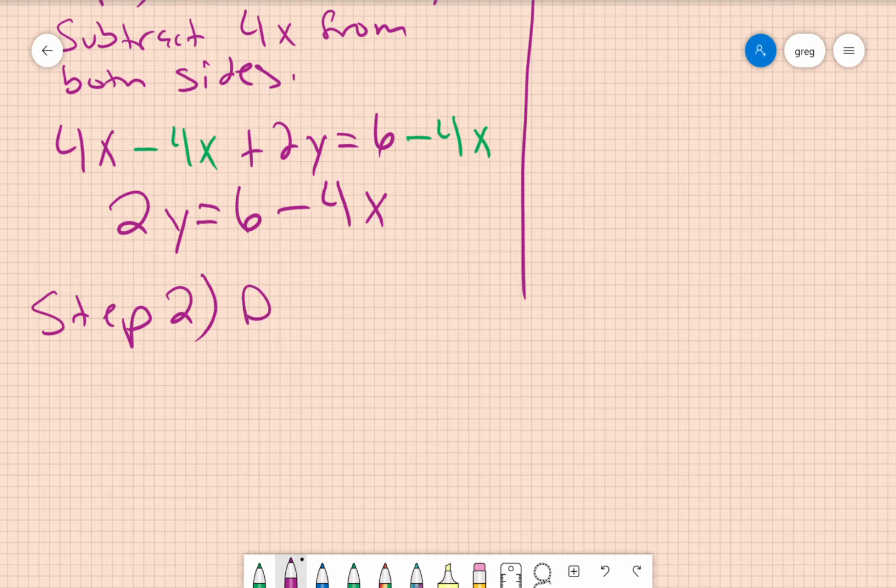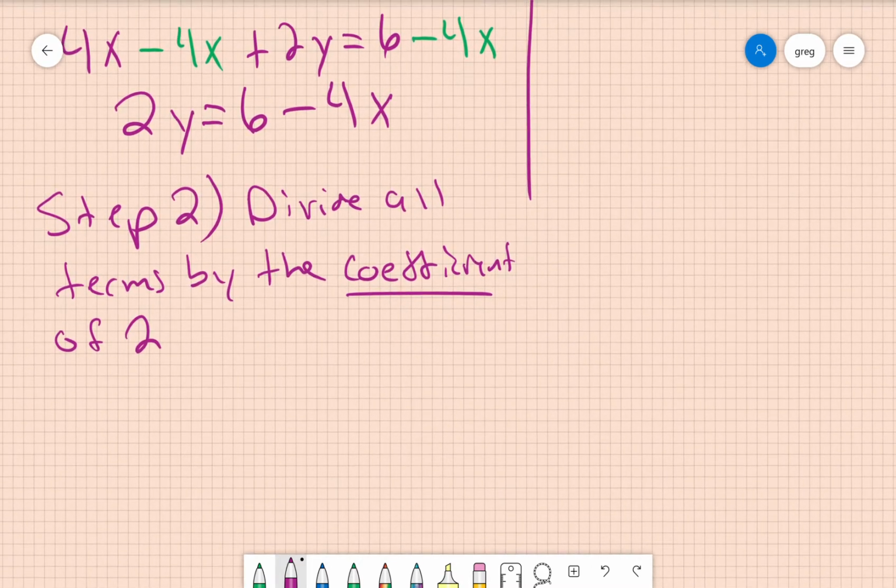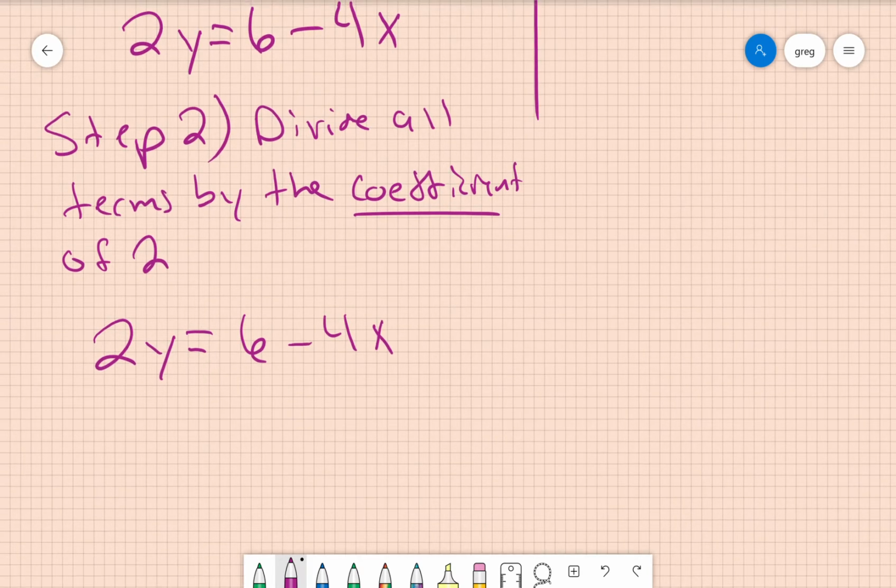So we're going to divide all terms by the coefficient of 2. The value in front of that y, or in front of any variable, is called a coefficient. So we're going to divide all terms by the coefficient of 2. So if we rewrite it, 2y equals 6 minus 4x. Now we're going to divide everything.